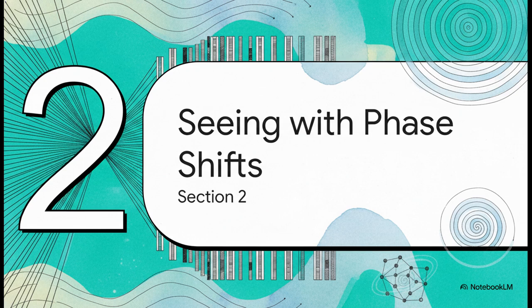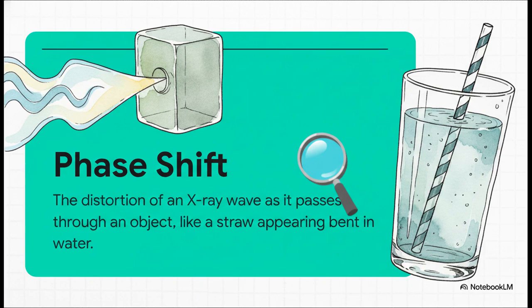Well, the answer is to stop looking at the X-ray's shadow and start measuring something completely different about the beam itself. So instead of just checking if the X-ray got absorbed, we can look at how much it bends as it passes through something. This bending is called a phase shift, and you've seen this a million times. It's the exact same reason a straw looks bent when you put it in a glass of water. The light waves are literally being distorted as they move from the water to the air.